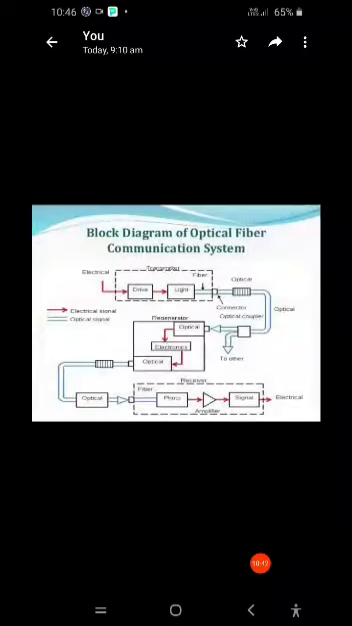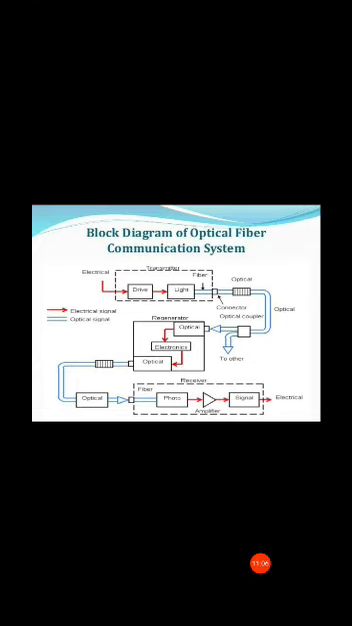So that is the entire figure, the block diagram of an optical fiber communication system. It has mainly three blocks: transmitter, regenerator, and then receiver. At the transmitter, the electrical signal is converted into an optical signal. Next, the regenerator is used to get the original characteristics of the signal, and that output is given to the receiver.